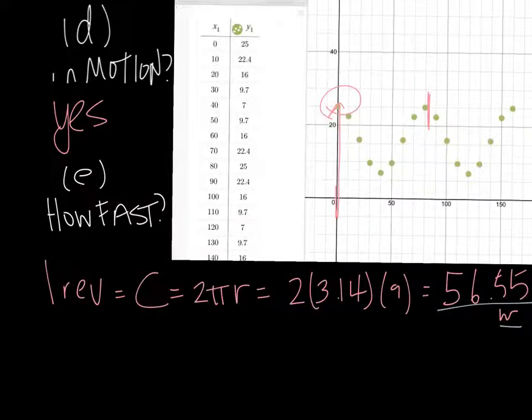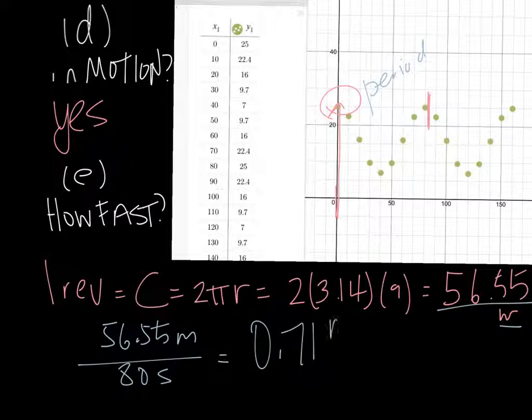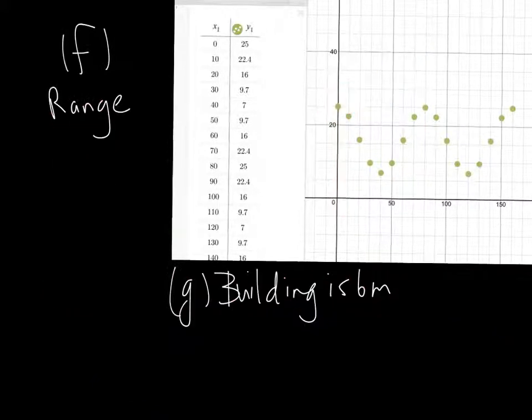And we know from our period that happens in 80 seconds. So one revolution, 56.55 meters in 80 seconds. So once I punch that into the calculator, it's 0.71 meters per second. That is how fast the Ferris wheel is going.